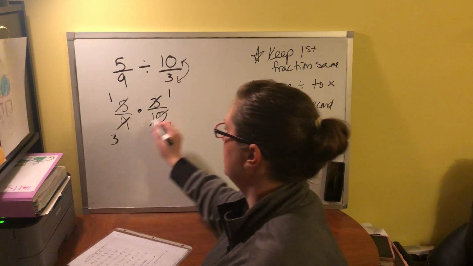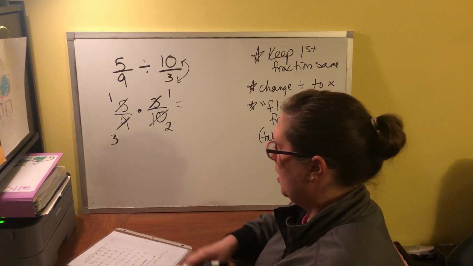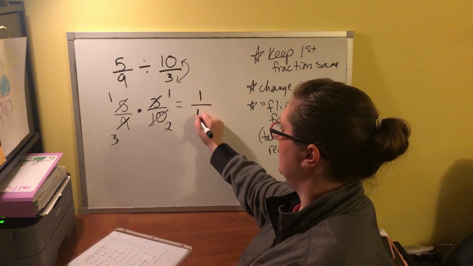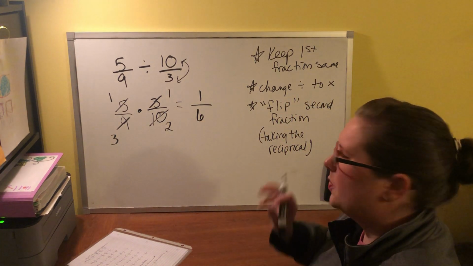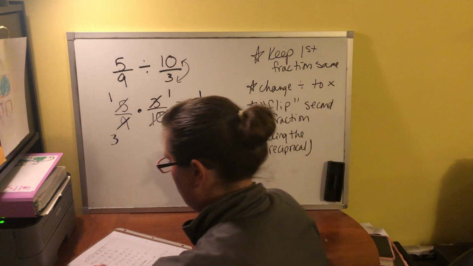9 divided by 3 is 3. Now we can go ahead and multiply straight across. So now I have 1 times 1 is 1, over 3 times 2 is 6. It's reduced, and that's our final answer. Okay? So I hope you remember that. You remember the division. So let's go ahead and do another one.